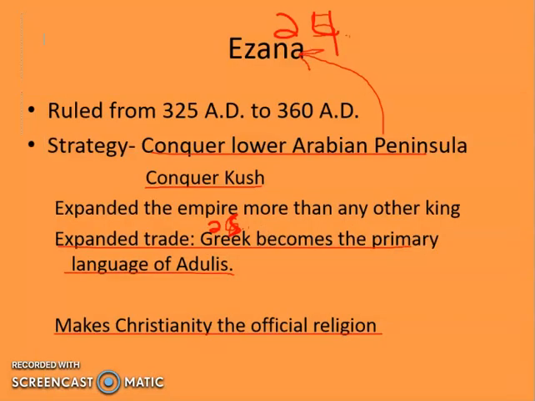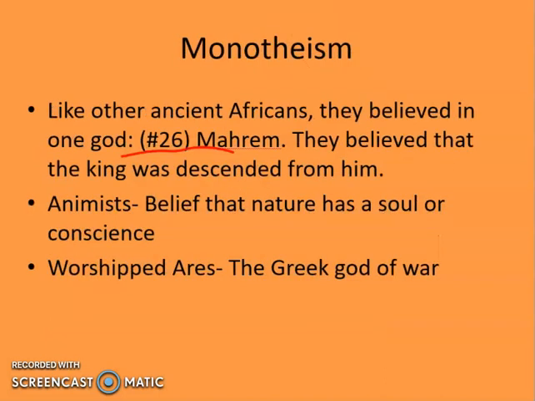Their king, Ezana, was the one who converted to Christianity because his teacher was Christian as a kid. So he converted to Christianity, made Greek the primary trading language, and Christianity the official religion. They expanded into Kush and conquered it under him. Prior to him, they worshipped a god named Mahrem. They were a monotheistic religion. They also did believe in some spirits, and some of them did worship Ares, the god of war.